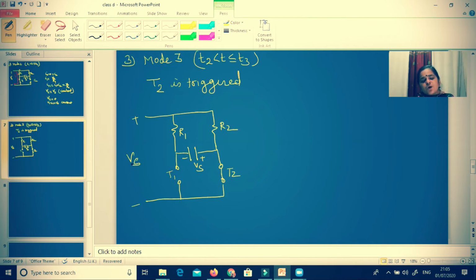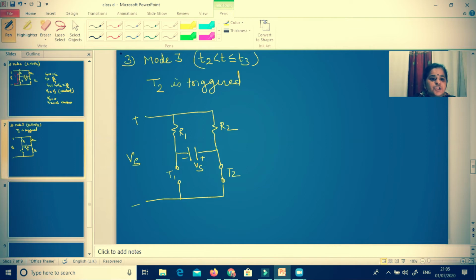So why is it called complementary commutation? It is called complementary commutation because if T1 is on, T2 has to be off. If T2 is on, T1 has to be off. So they are complementing each other. That's why this method of commutation is called complementary commutation.